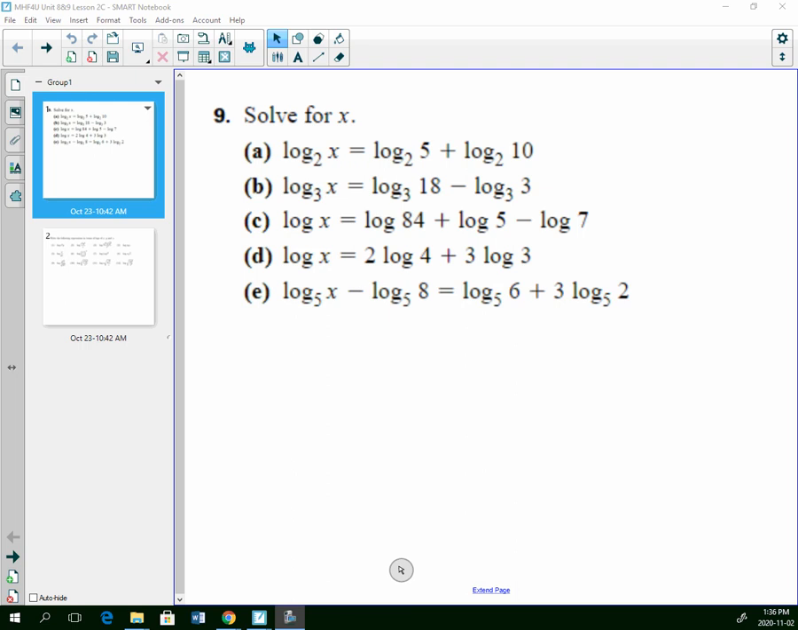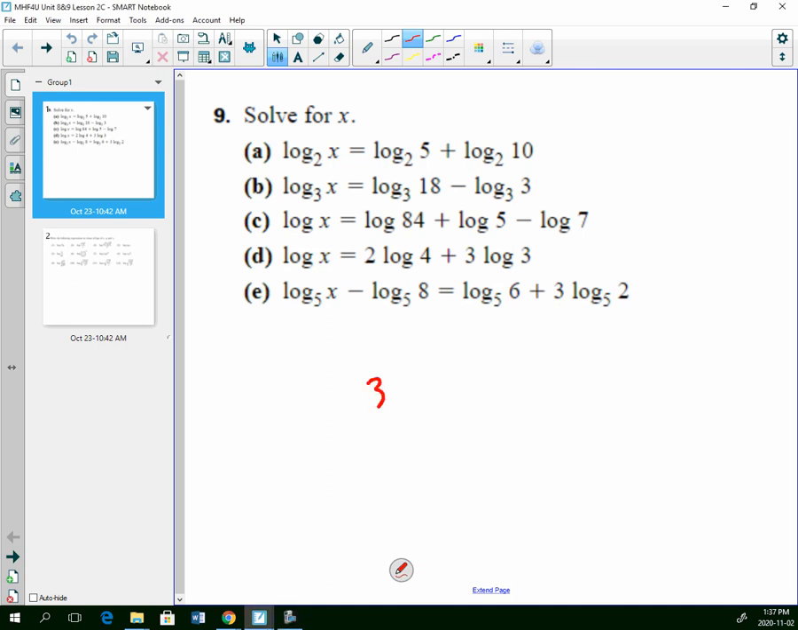Okay, so here we have some questions that ask us to solve for x. So this is similar to an exponential function. If you are solving for x in an exponential function, we would get one power on the left, one on the right. And once we had the same power, then we would know that we could get rid of the base and just solve for the exponent.